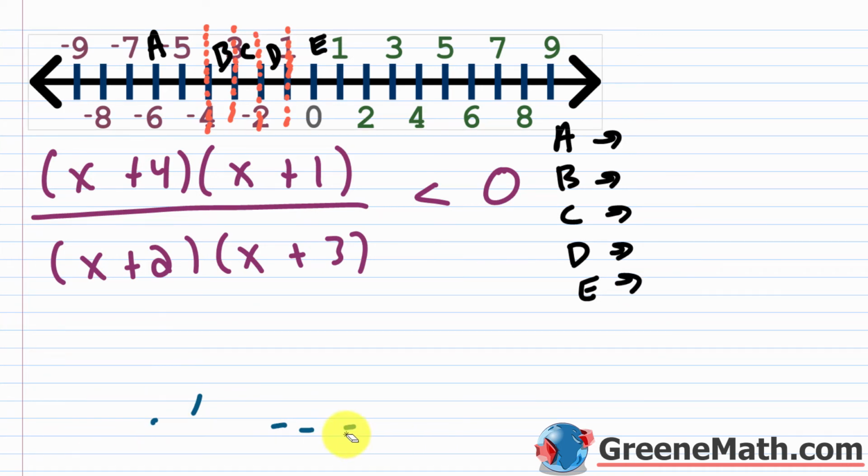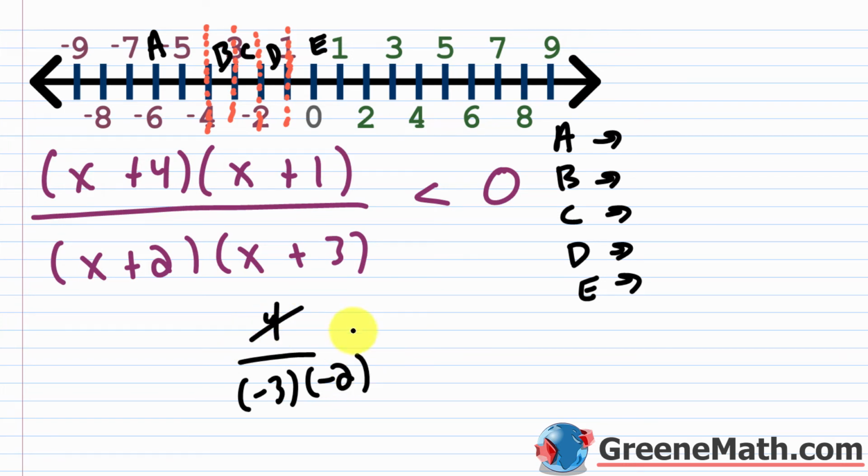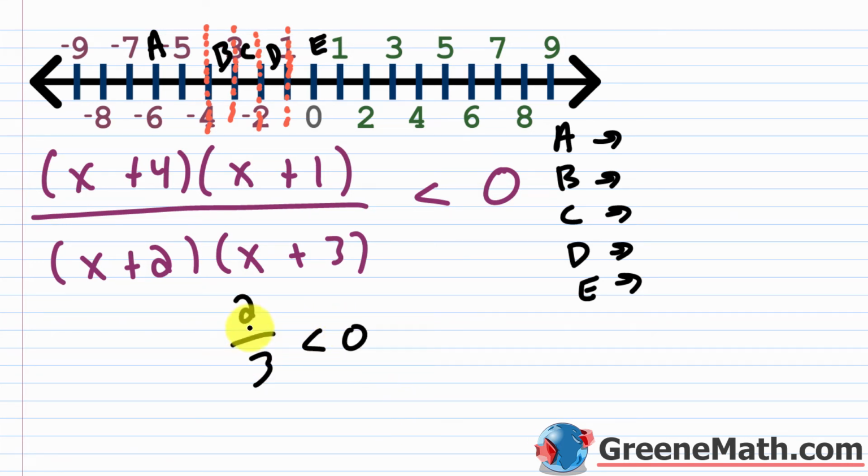But let's start with, I'm just going to erase this. We don't need this anymore. Let's start with negative 5 for interval A. So negative 5 plus 4 is going to be negative 1. And then negative 5 plus 1 is going to be negative 4. So this is positive 4 up here in the numerator. Down here, if you had negative 5 plus 2, that's negative 3. And then negative 5 plus 3 is going to be negative 2. So you can just say this cancels with this, and you have a 2 up here. Negative times negative is positive. So basically you have 2/3 there. Okay, so this is 2/3. Now, is 2/3 less than 0? No, right? A positive is not less than 0. So this is going to be false.